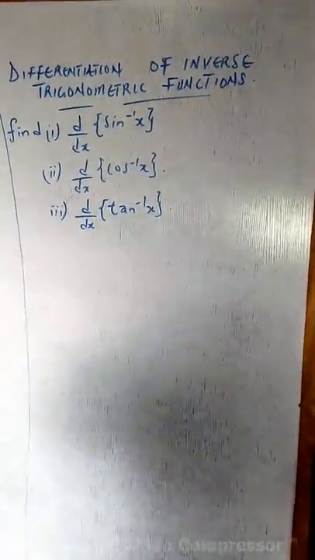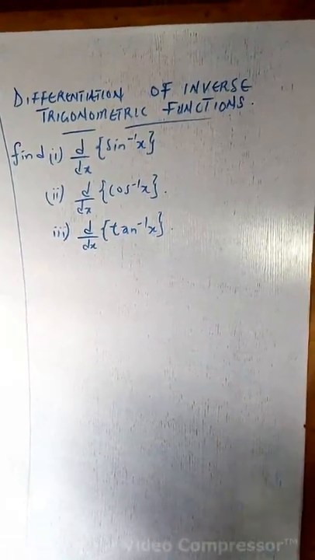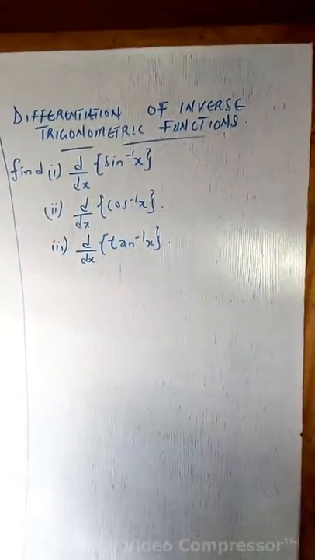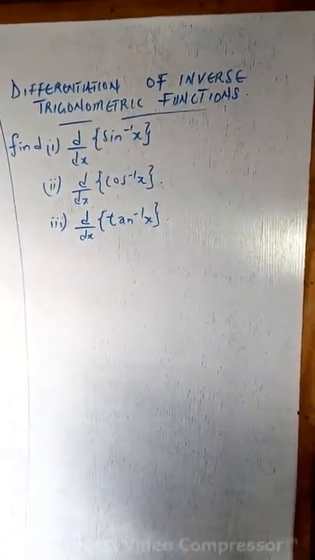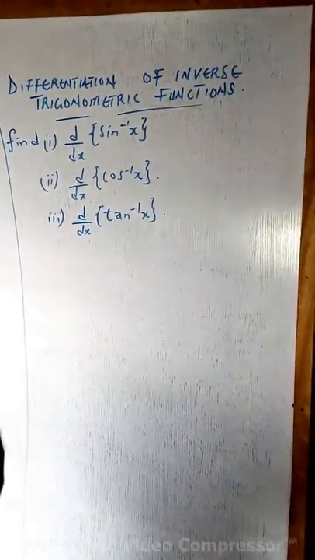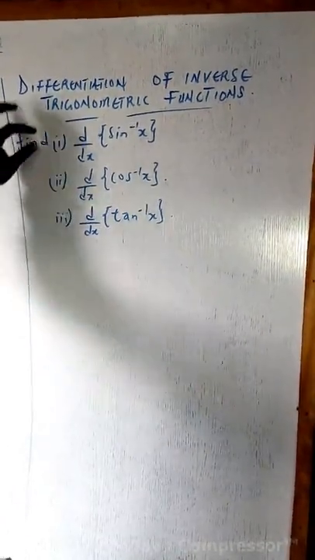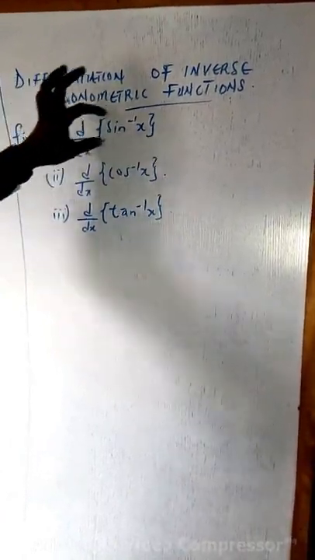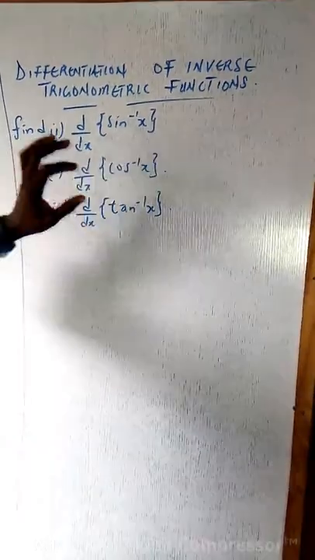We continue with another concept of differentiation, and that is differentiation of inverse trigonometric functions. When we started this course, we explained the differentiation of the basic trigonometric functions: the sine, the cosine, and the tangent. Now we are dealing with their inverses. How do we get the differentiation of each of them? We have to find the derivative of the inverse of sine, the derivative of the inverse of cos, and the derivative of the inverse of tan.